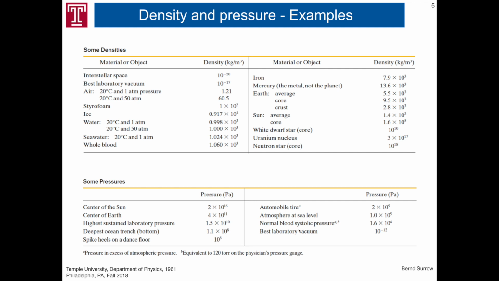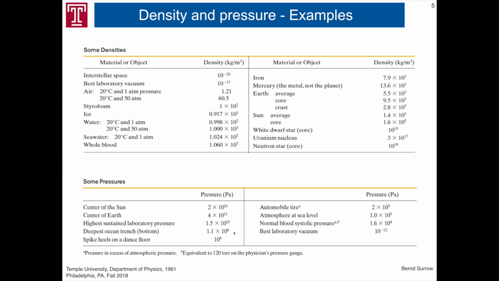The best laboratory vacuum is 10 to the minus 12 Pascal. So let's go to significantly larger pressures. The spike heels on a dance floor: if you take force and divide it over an extremely small area, then the pressure becomes very large, typically 10 to the 6. Deepest ocean pressure is typically 1.1 times 10 to the 8.